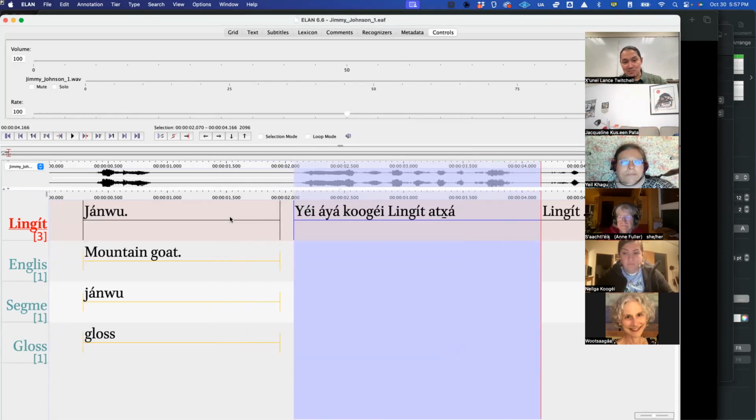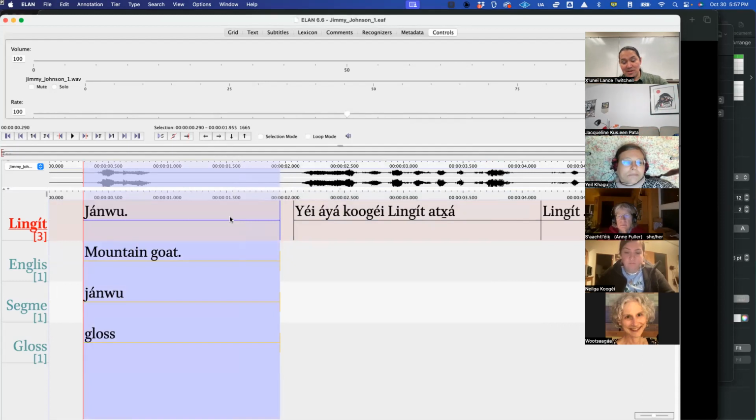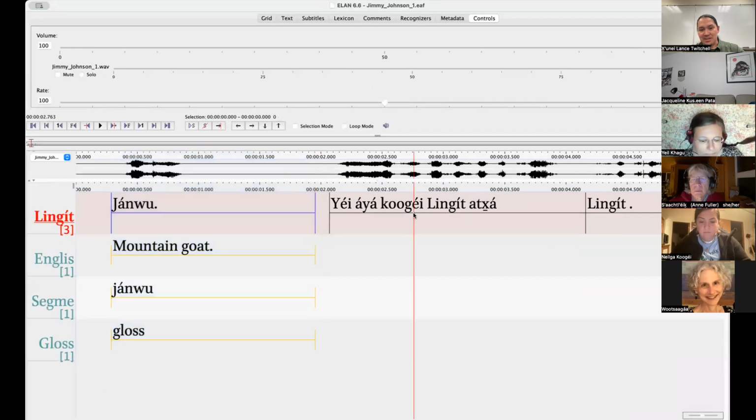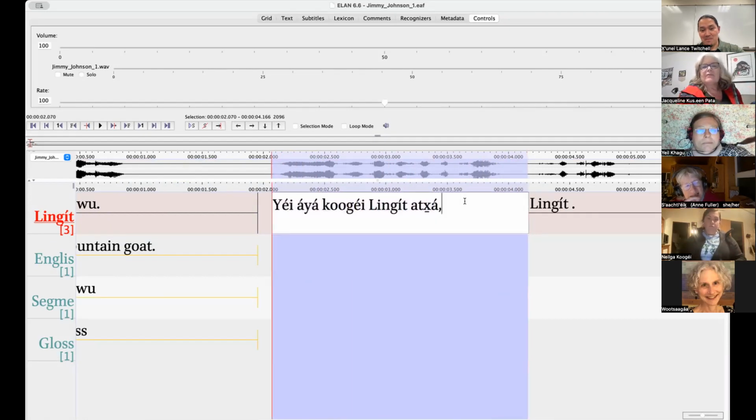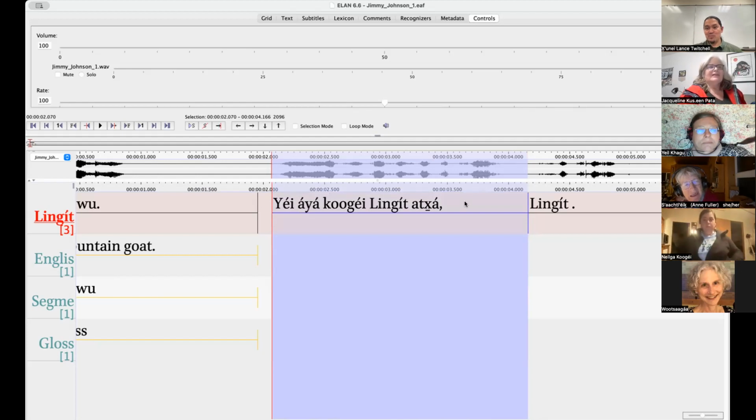So then we listen to the first part of this. This is the first recording. The first line is this. Janwu. And that is mountain goat. And then that got us to the second line, which we wrote down as Ye aayí Lingít ʼatángi. And now we need to translate that, and then we'll get to the second one.